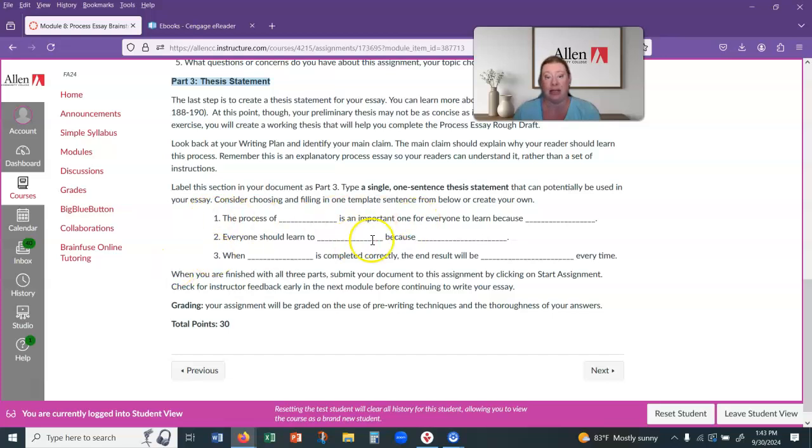I have 3 template sentences here. Don't write one for each. I want you to just pick one and then type out one thesis statement. I have students all the time, they do all 3. You're not going to have 3 sentences in a row that say the same thing. You want to make sure that you have just one single thesis.